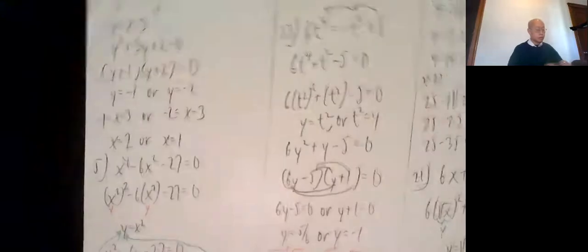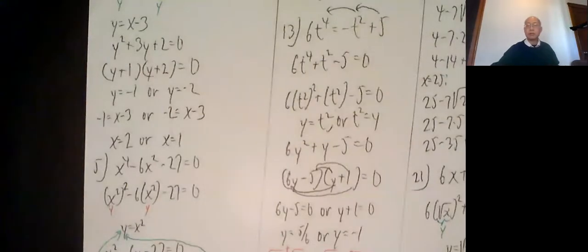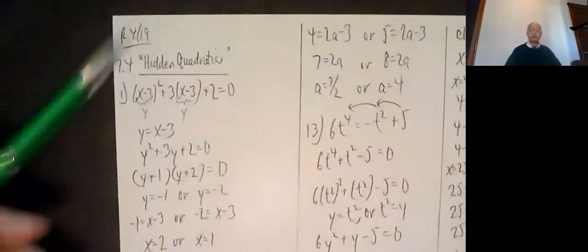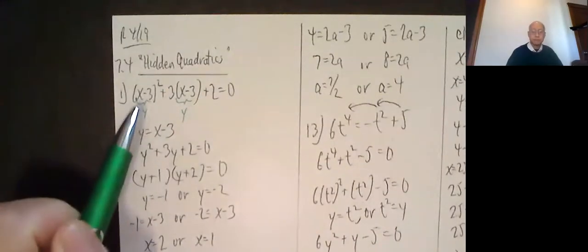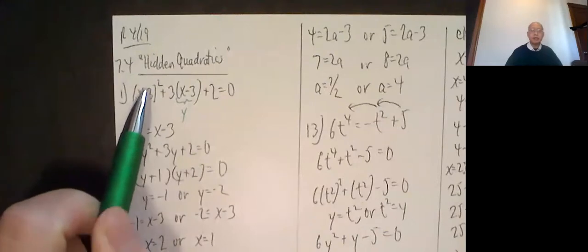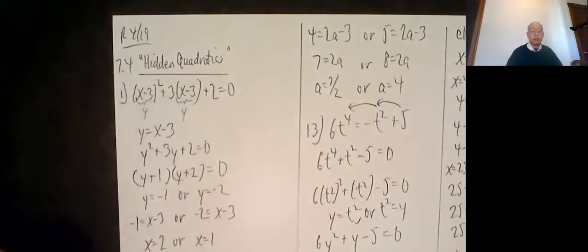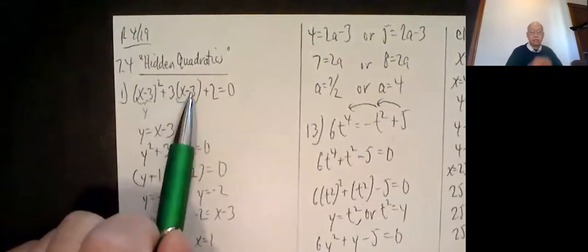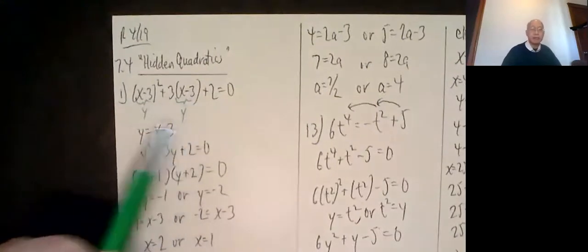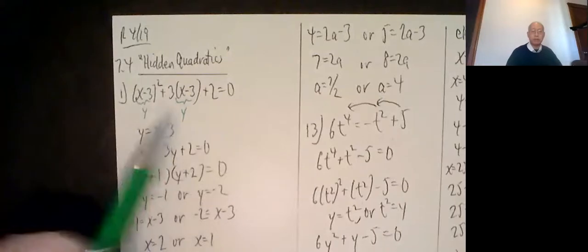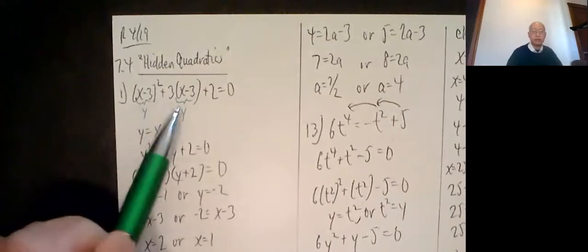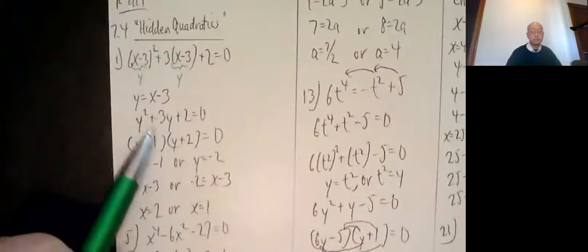All right, so in this section, we're doing what I sometimes call hidden quadratics. It doesn't look like a quadratic at the beginning, but upon further examination, it is. So I call it hidden quadratics. (x - 3)^2 + 3(x - 3) + 2 = 0. Now I notice that x - 3 and x - 3 match here, so I decided to call them y. So let y be x - 3. Then it becomes y^2 + 3y + 2 = 0. Much easier.